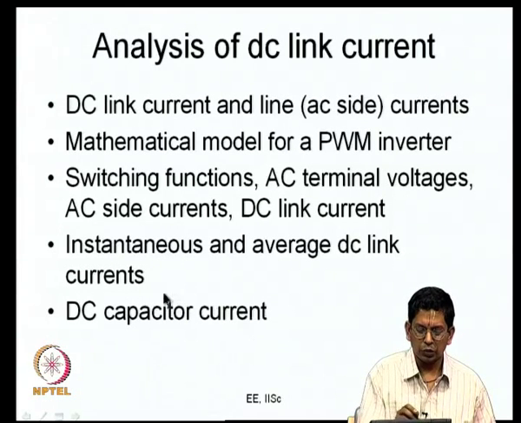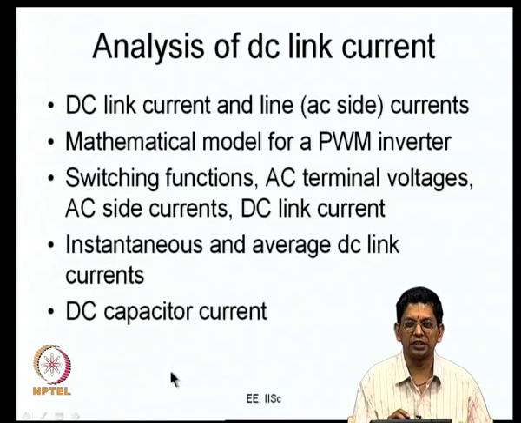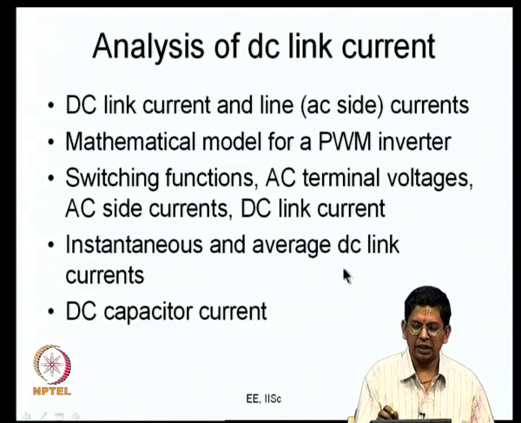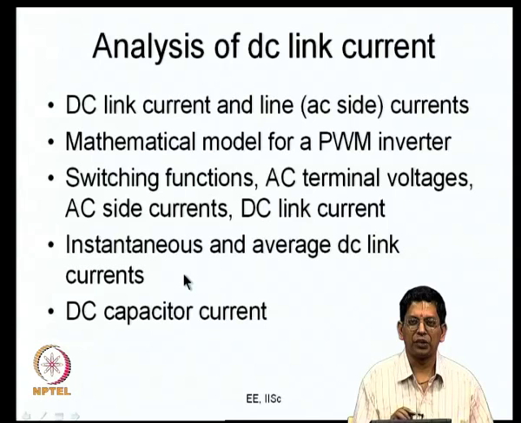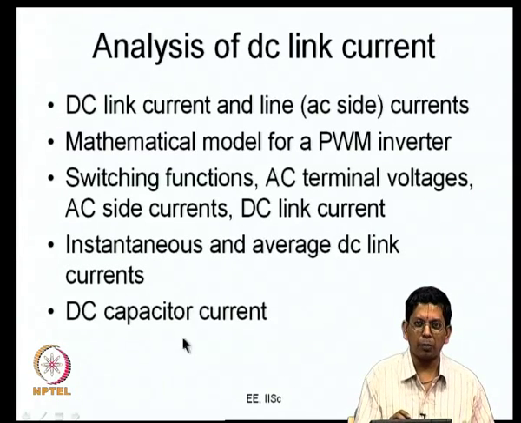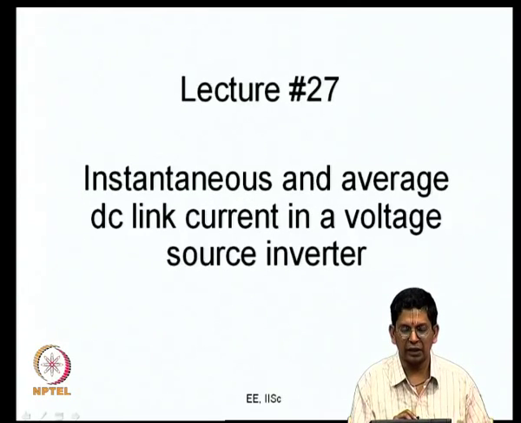In this module we will also look at the DC capacitor current. What is the amount of current that will flow through the DC capacitor? In the DC link current we will have a DC component which flows from the mains, and a ripple component which primarily flows from the DC capacitor. That is something we will probably look at in the next lecture, but as part of this module, we would get an understanding of DC link current.